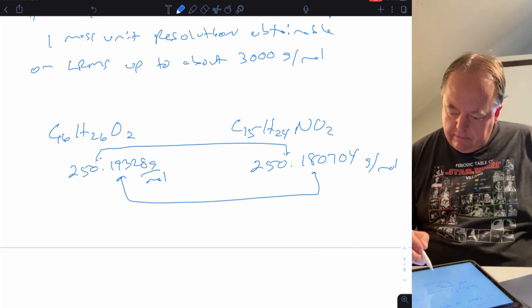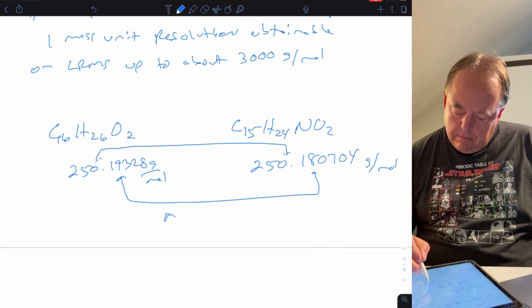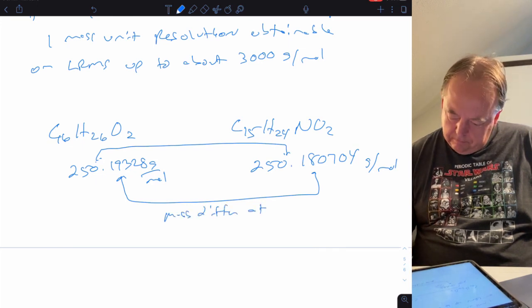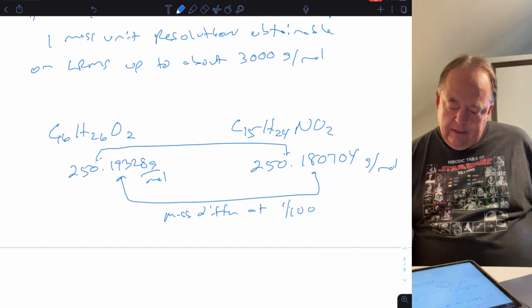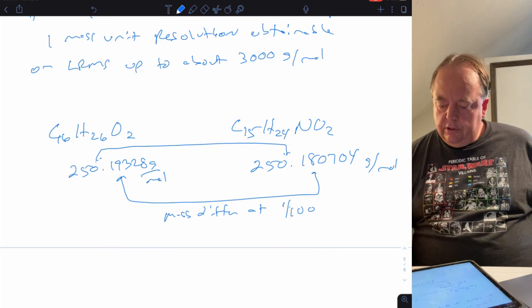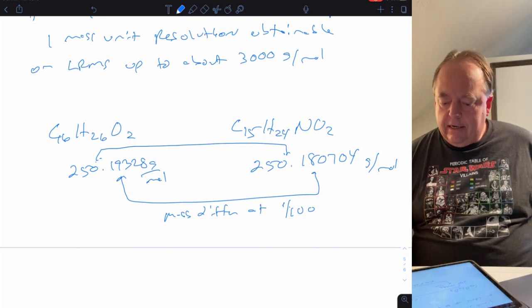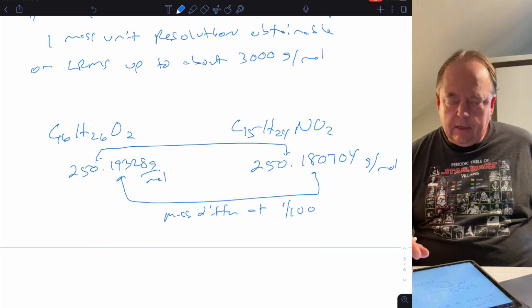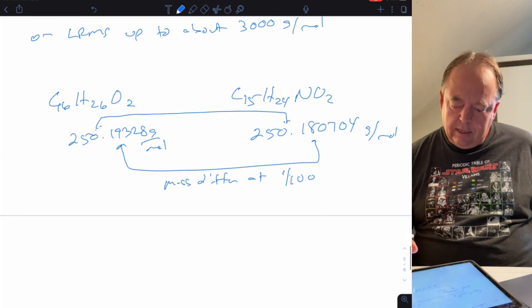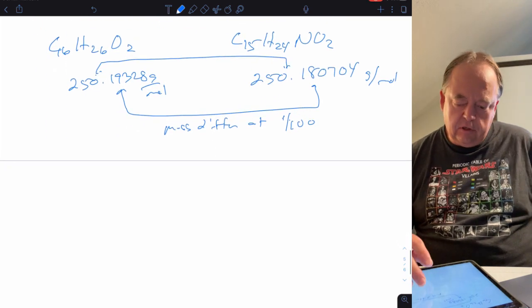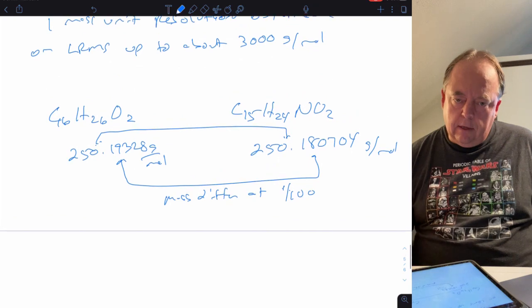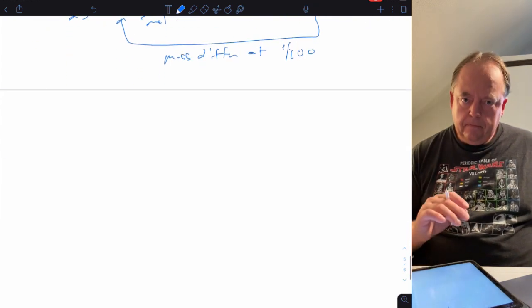In this case, the mass differs at the 100th position. So if you want to distinguish between these two molecules, a low-res mass spec is not going to do the job. You need a high-res mass spec. So you need a $50,000 to $500,000 instrument to distinguish between these two molecules on a mass spec.